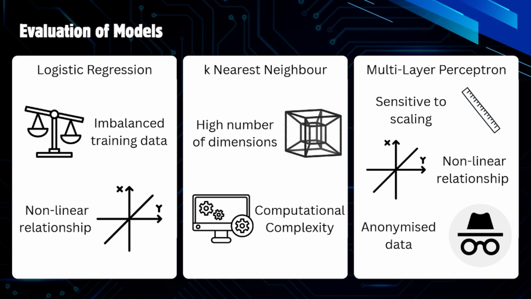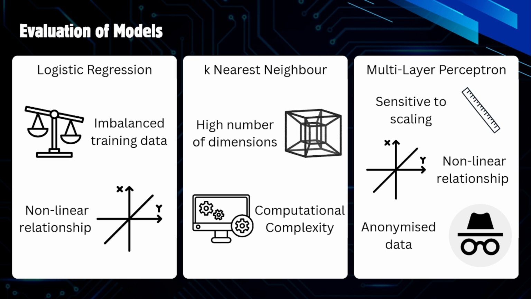For KNN, the performance was affected by the curse of dimensionality. In high-dimensional space, the concept of nearest becomes less meaningful, as distance between points tends to become uniform. This reduces the model's ability to distinguish between similar and dissimilar observations, and also increases computational complexity significantly.